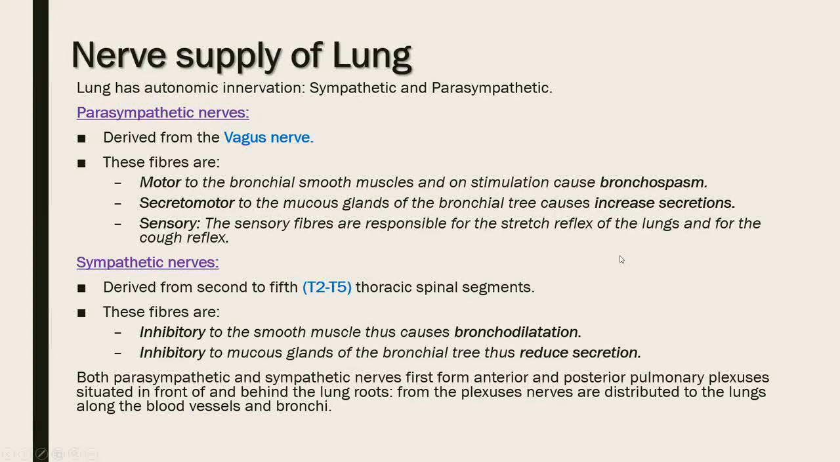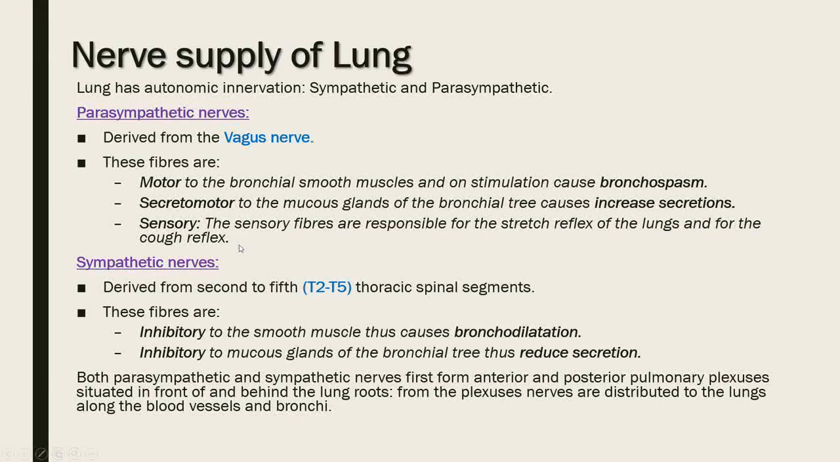Then the nerve supply of the lung. The lung is an organ, so it should have autonomic innervation, sympathetic and parasympathetic. The parasympathetic nerve comes from the vagus nerve. These fibers are motor to the bronchial smooth muscle, and stimulation causes bronchospasm. It is also a secretomotor fiber, so the vagus nerve supplies the mucous glands to release mucus, that is, increased secretion. And it has the sensory power.